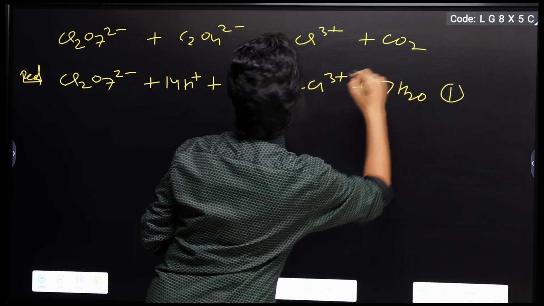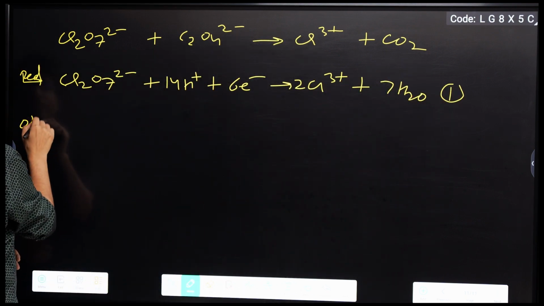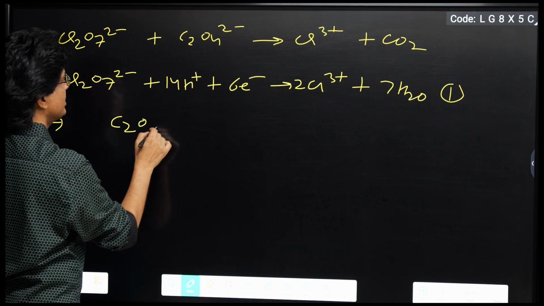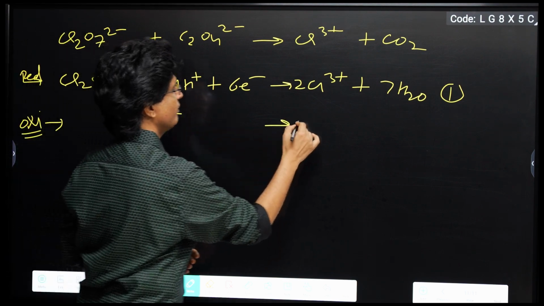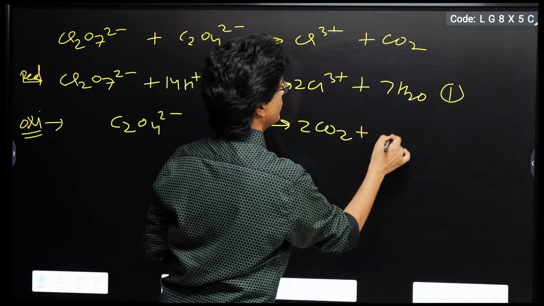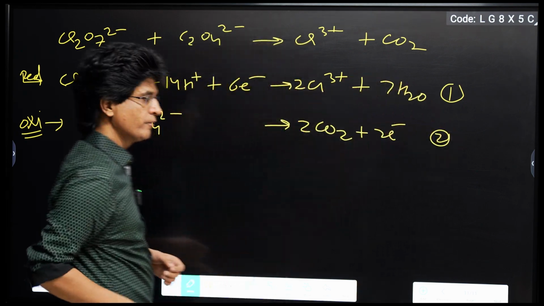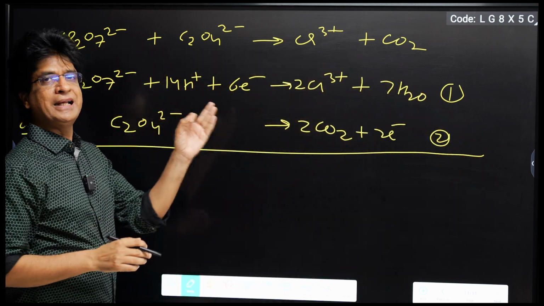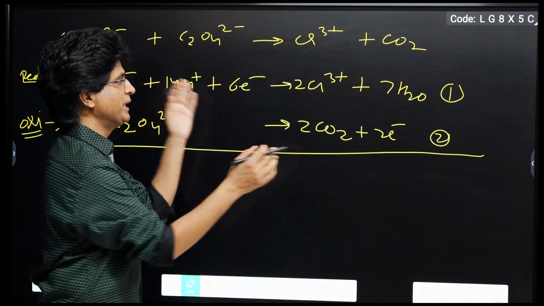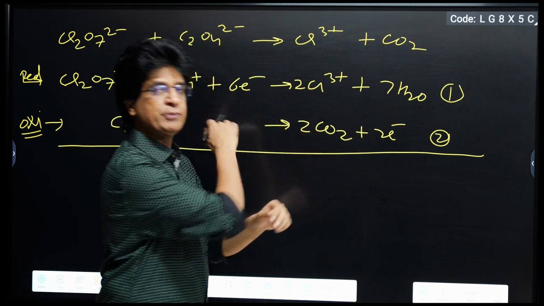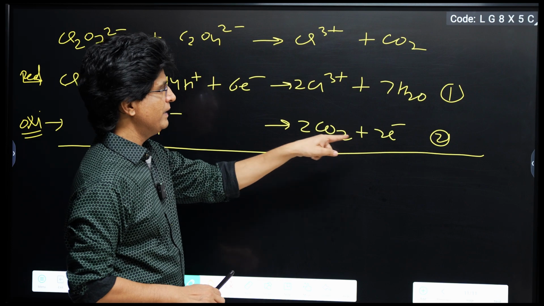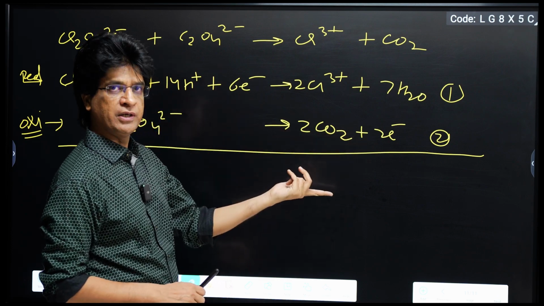So first reaction, that is the reduction reaction. Then the oxidation reaction, which I have done previously also, that is oxalate ion C2O4 2 negative, going to give you 2 CO2 and 2 electrons, the second equation. Now since the equations are already balanced, I have to make sure that the electrons are cancelled. The best way is to multiply by the smallest possible numbers. This is 6, this is 2, so I believe that the LCM will be 6 itself.